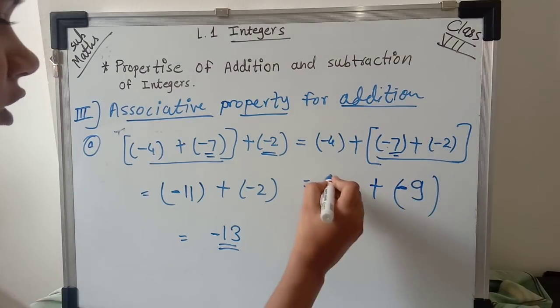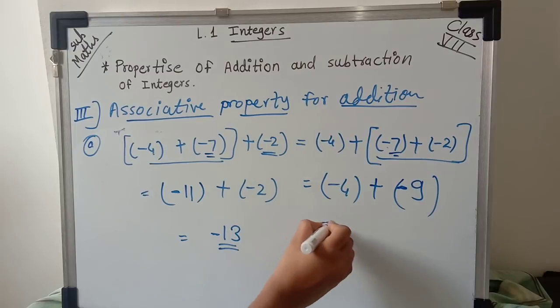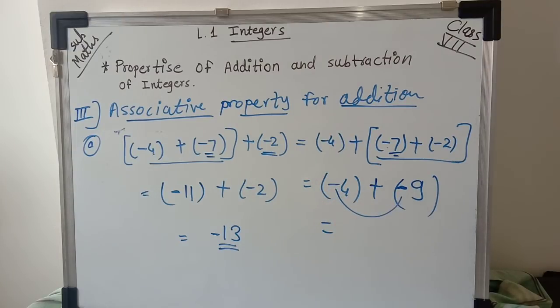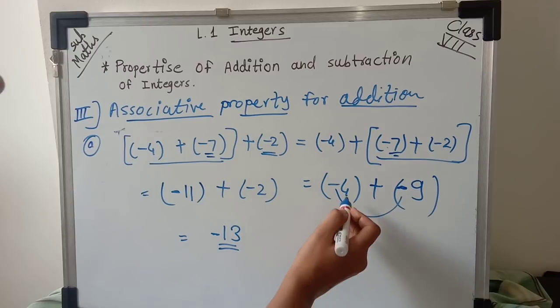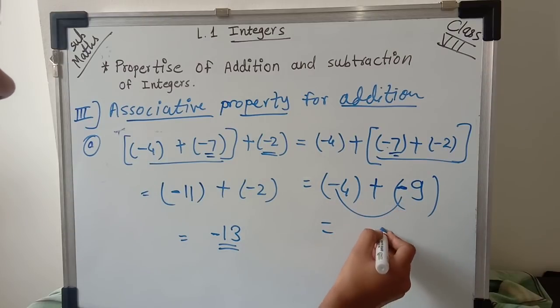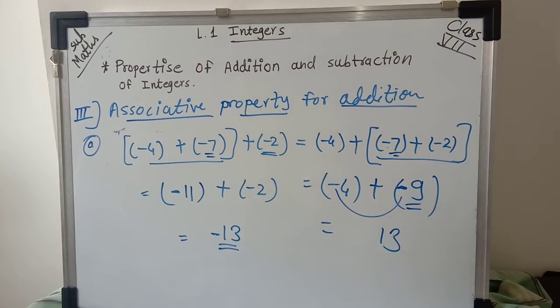Let's do the addition here, minus 4. Again here two negative integers are there. Two negative integers means what we have to do? We have to do the addition. So 4 plus 9 is equal to 13. Minus 9 is the bigger number, so we'll give the sign of that number, and we got minus 13.